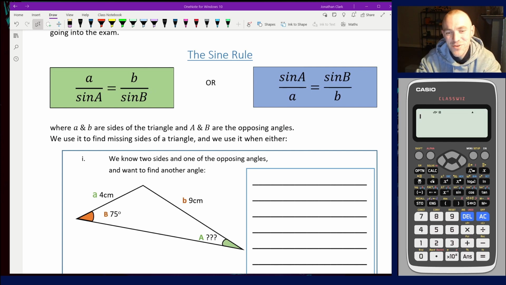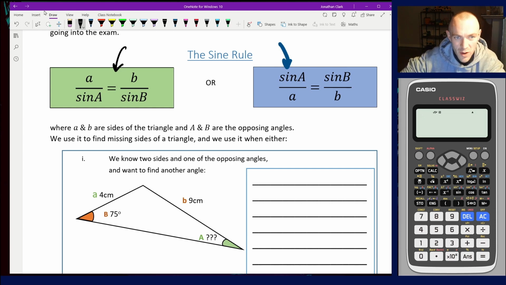Hello. So here's the sine rule. We're going to use it to find missing sides or missing angles in non-right angle triangles. And there's two rearrangements of it, I guess. I've got a rearrangement on this left side here, which has got the sides on the top, little a and little b. And I've got a second version of it over here, which has got sine A and sine B, the capital letters, the angles on the top.